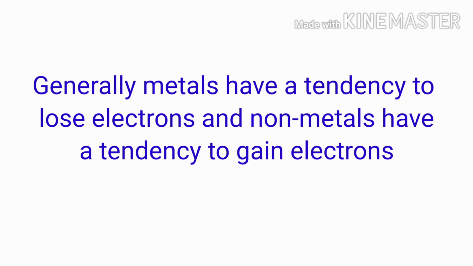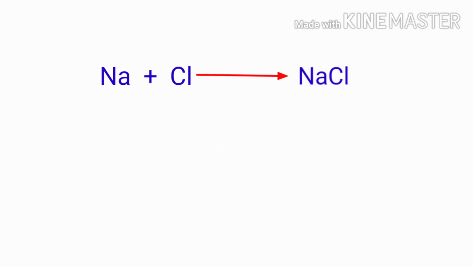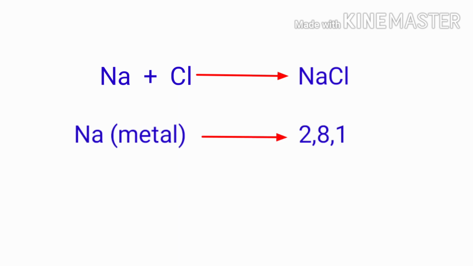Thus, metals generally have a tendency to lose electrons, whereas non-metals generally have a tendency to gain electrons while participating in a chemical reaction. For example, let us consider the case of reaction between sodium and chlorine to form sodium chloride. Here, sodium is a metal and it has a tendency to lose electron while participating in a chemical reaction.